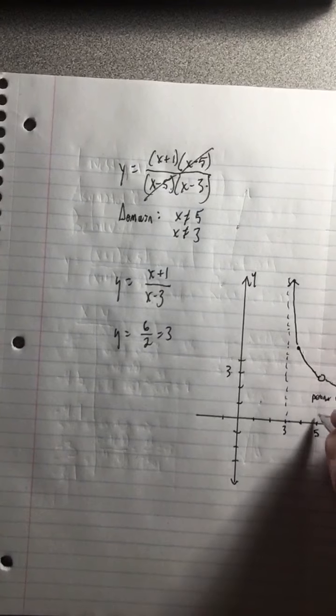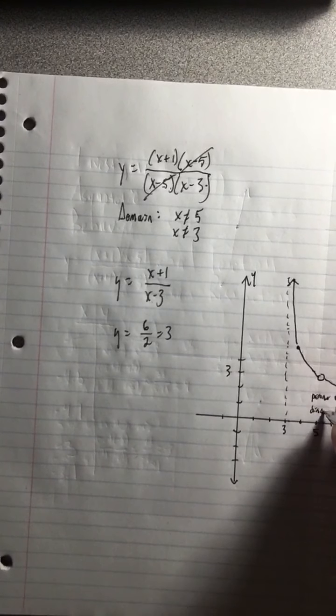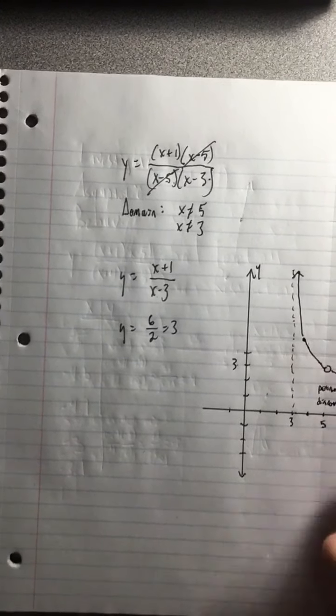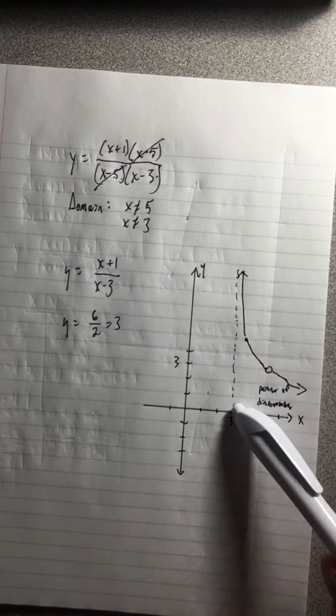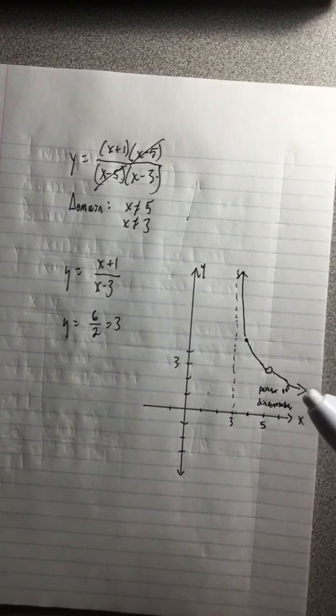And we call this point here a point of discontinuity. Hopefully you can see what I'm writing on the video screen. So, not always. Sometimes there's a vertical asymptote, sometimes there is not.